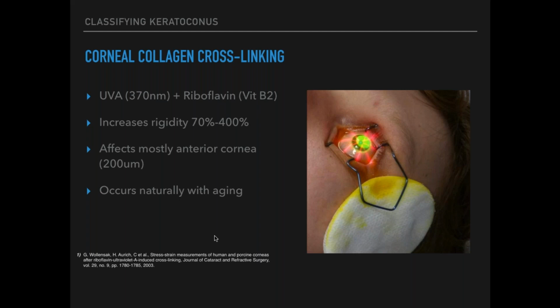So cross-linking stiffens the cornea up by increasing the connection between collagen fibrils, mainly in the anterior cornea. It uses UVA light and riboflavin to increase rigidity, depending on the publication, between 70% and 400%. It's more applicable to young people because our cornea is naturally cross-linked with age. 40 is kind of the general cutoff. After 35 for me, though, if they're stable, I don't really worry about cross-linking, especially right now, because while it is FDA approved, insurance coverage is sparse.